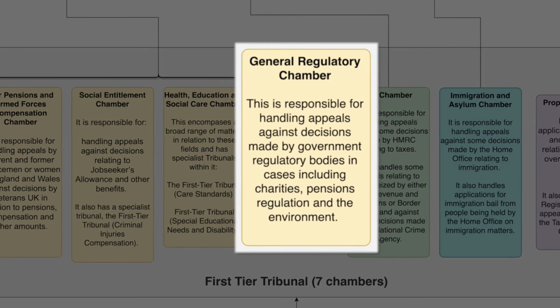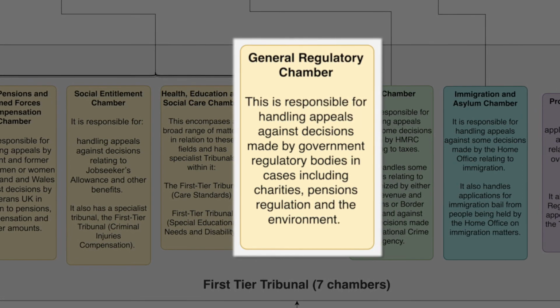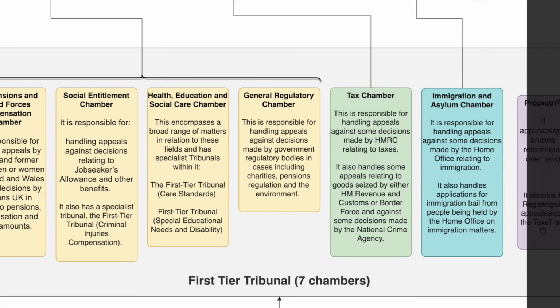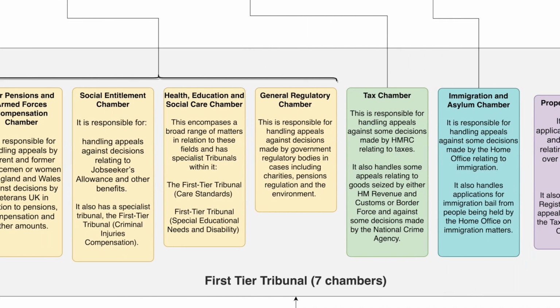The General Regulatory Chamber. This is responsible for handling appeals against decisions made by government regulatory bodies in cases including charities, community rights to bid, consultant lobbyists, conveyancing, copyright licensing, driving instructors, electronic communications and postal services, the environment, estate agents, exam boards, food, gambling, information rights, letting and management agencies, microchipping dogs, pensions regulations, the welfare of animals. So quite a broad range of issues.